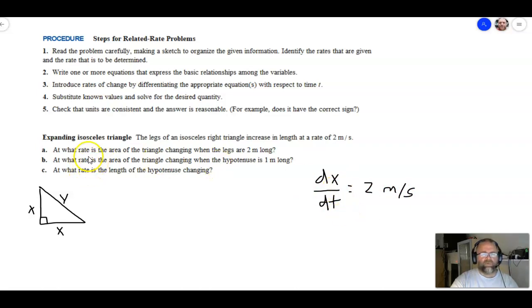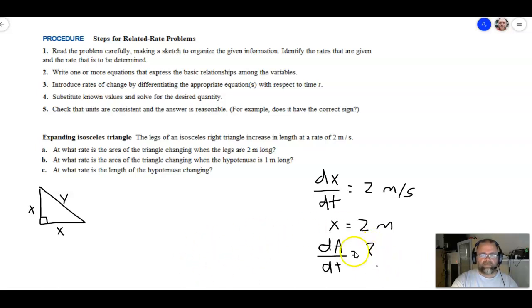So the first one here is, at what rate is the area of the triangle changing when the legs are 2 meters long? For this first one, they're giving us that x is equal to 2 meters. And we're looking for the rate of change. Remember, that's the instantaneous rate of change, which is the derivative of the area. So we're looking for the derivative of the area, we'll call that capital A, with respect to time. And that's going to be our unknown.